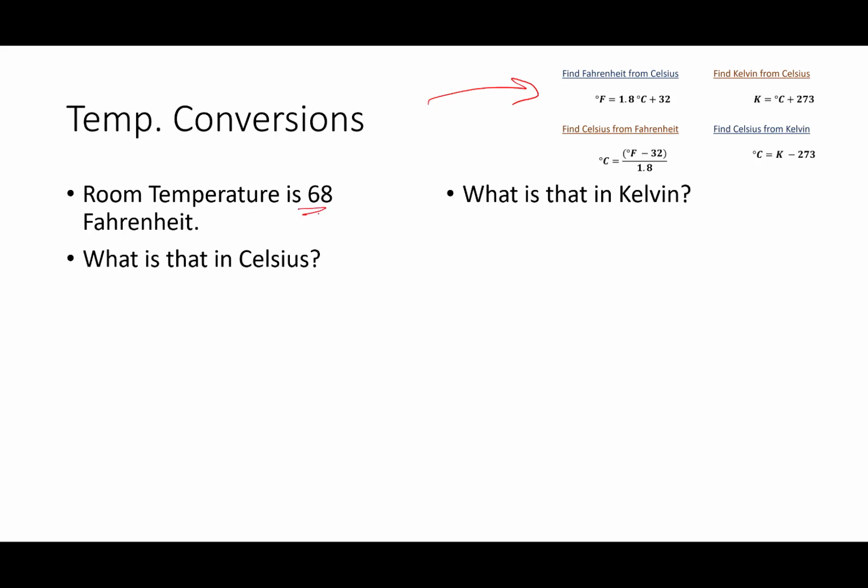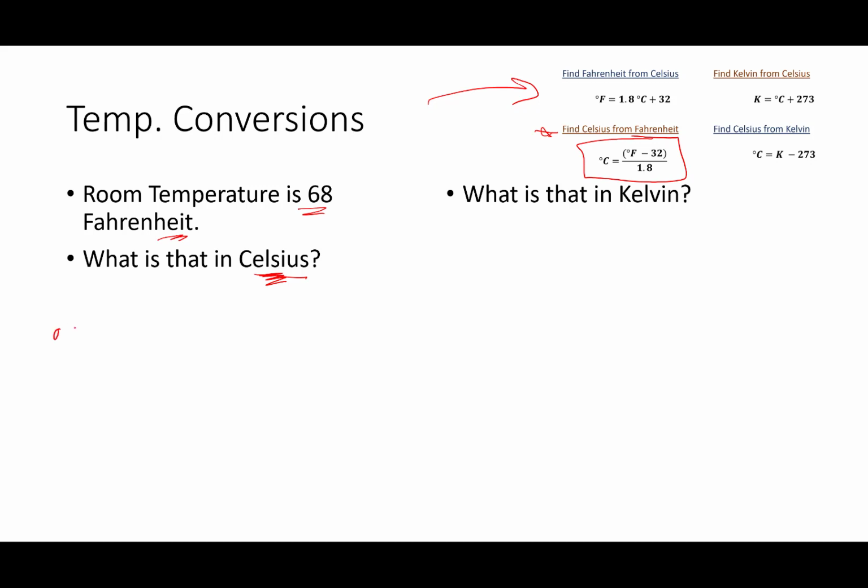Room temperature. Let's say room temperature is 68 degrees Fahrenheit. What temperature is that in Celsius? First thing you do is pick out the right equation. We are trying to find Celsius and we know Fahrenheit. So which equation do we use? We use the one that says find Celsius from Fahrenheit. So this is the equation we want.